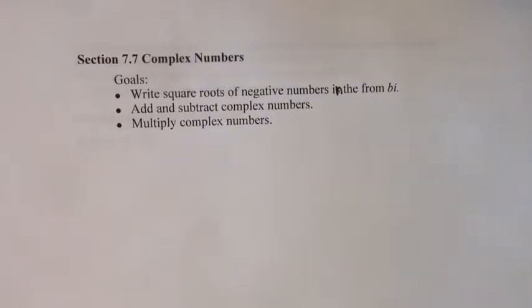This video covers section 7.7, complex numbers, for Math 95. Our goals in this section are to write the square roots of negative numbers in the form b times i, to add and subtract complex numbers, and to multiply complex numbers.